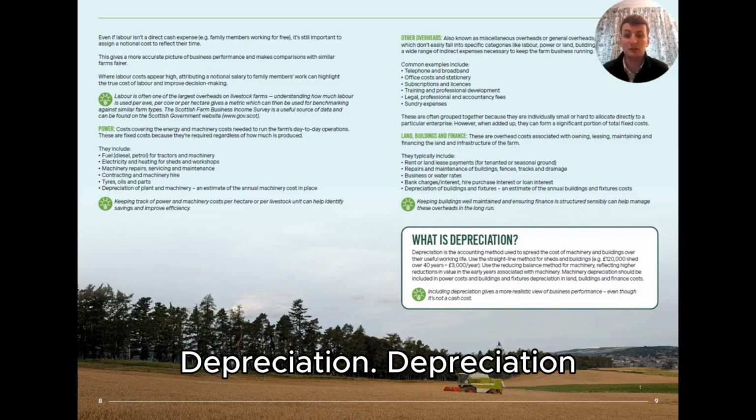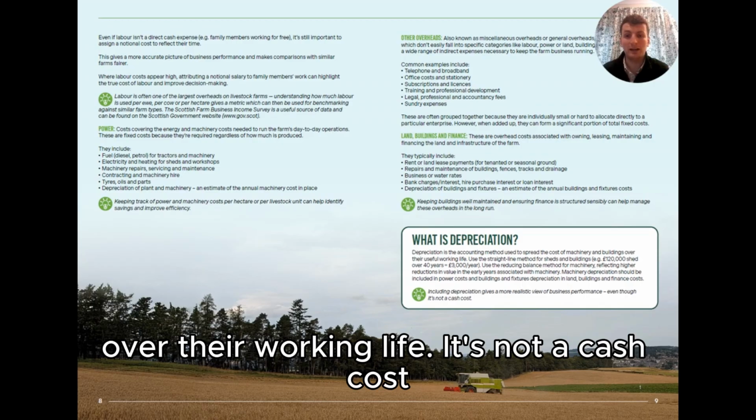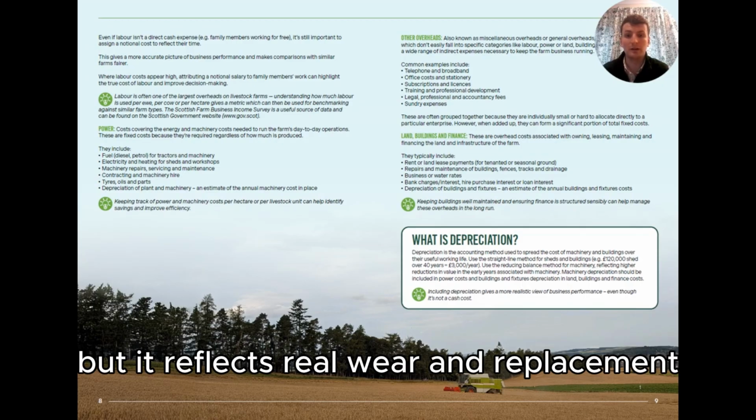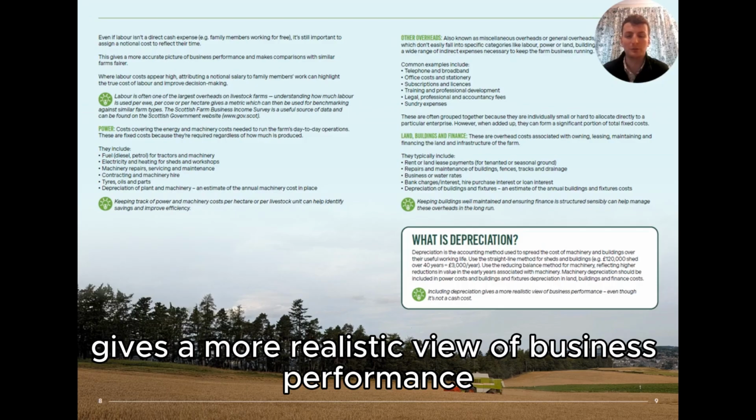Depreciation. Depreciation spreads the cost of machinery and buildings over their working life. It's not a cash cost, but it reflects real wear and replacement. Including depreciation gives a more realistic view of business performance.